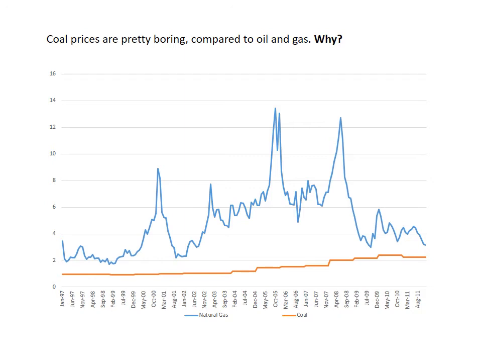So let's go into coal prices. That type of modeling we'll use in class to look at natural gas prices. That's something I've used that class of models for a lot. Coal prices are pretty boring compared to natural gas prices. Coal prices here are in orange, natural gas prices are in blue. The question is why?